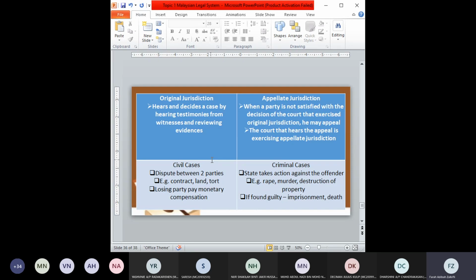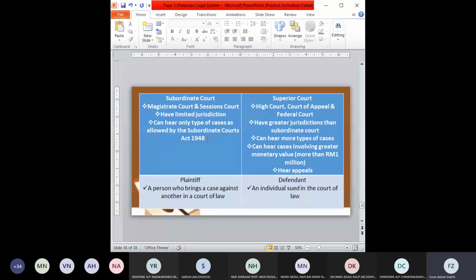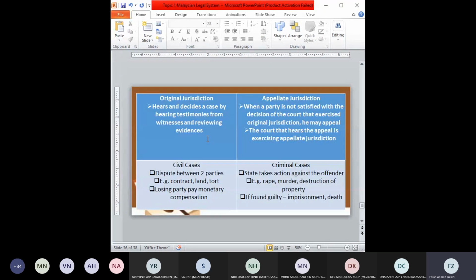Okay, so in Malaysia, we only have three courts which have appellate jurisdiction: the High Court, the Court of Appeal, and the Federal Court. Only these three courts have appellate jurisdiction. And then there's civil case and criminal case. I'm sure you are familiar with the difference between civil and criminal.